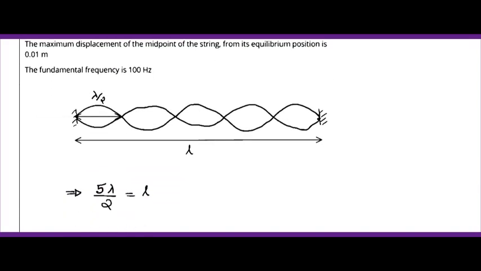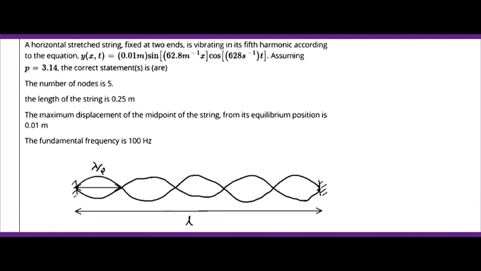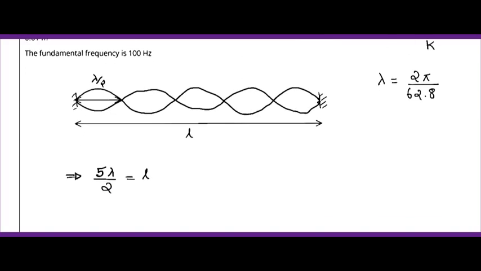but we have to find lambda, and we are given the equation. So from the equation we can find lambda, as we know that it is our k, and k is nothing but 2 pi by lambda. So our lambda will be simply 2 pi by k, and k is here in per meter, and it is 62.8. So we write the value of k, it will be 2 pi by 62.8. So if we put the lambda in the equation, we can easily calculate L.